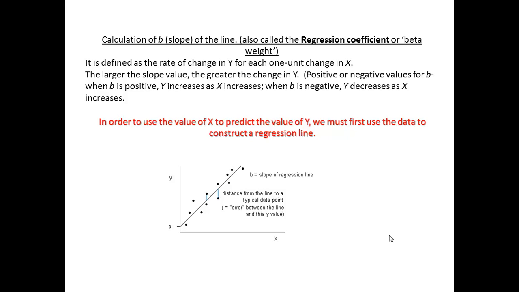So our beta slope is defined as the rate of change in y for each 1 unit change in x. The larger the slope value, the greater the change in y. Positive or negative values for beta: when beta is positive, y increases as x increases. When beta is negative, y decreases as x increases. Knowing this direction can help you interpret your results.